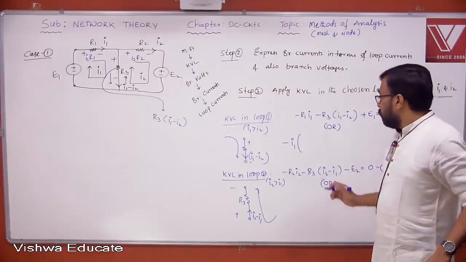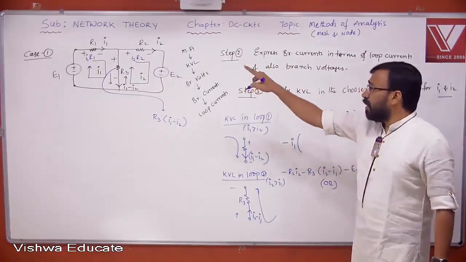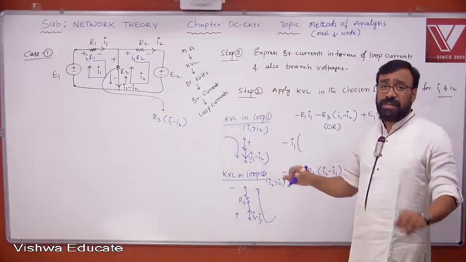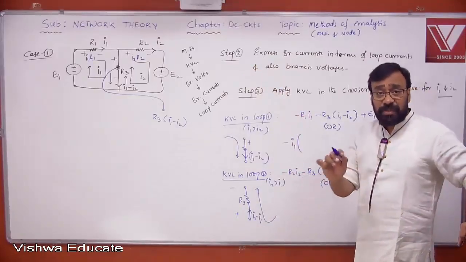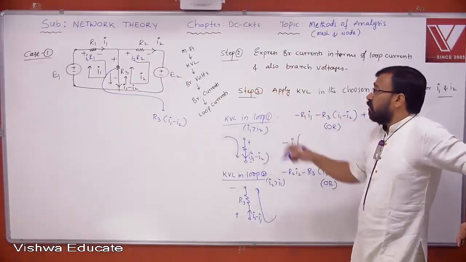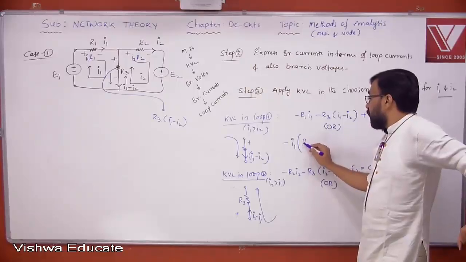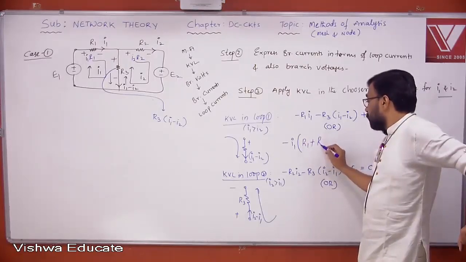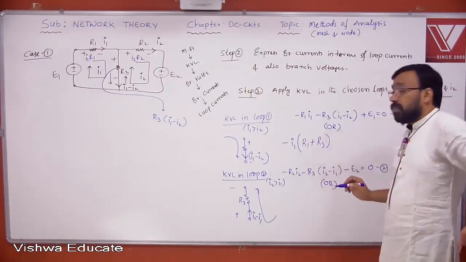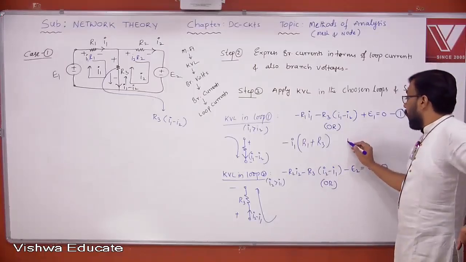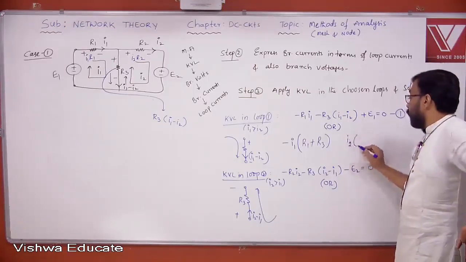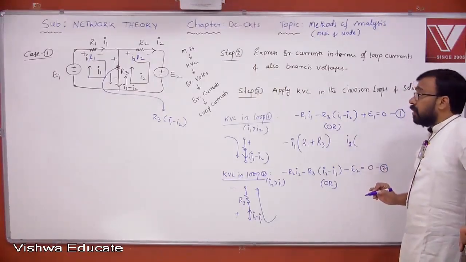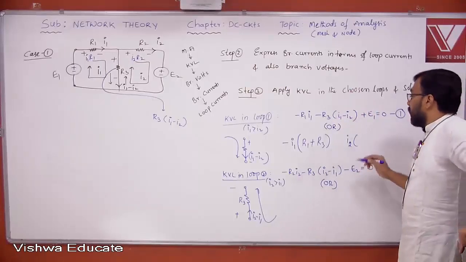Now minus I1 into the sum of the resistors in the first loop. Please remember all these rules, all the statements clearly. In the first loop, the sum of the resistors you can take as R1 plus R3. Understand? Okay. Now I2. Listen to me carefully. Don't write. I2, the common element between the first and second loop. What is that?